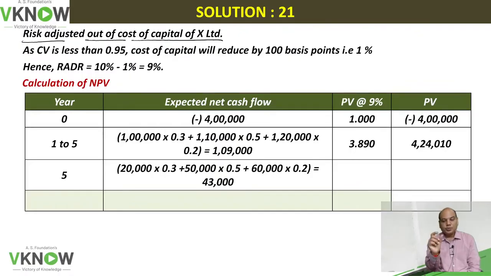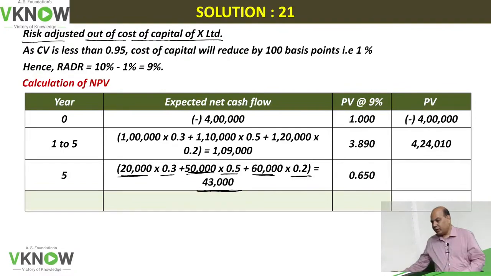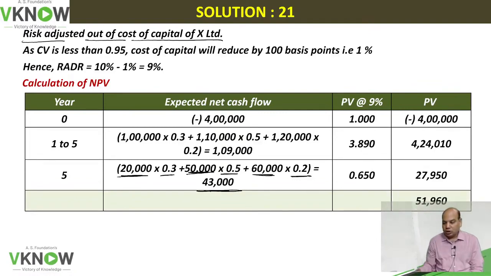Year 5, expected salvage value. Expected salvage value can be 20,000 with 0.3 probability plus 50,000 with 0.5 probability, 60,000 into 0.2 probability, and that is equal to 43,000. Write the factor, 0.650. Multiply please. 43,000 into 0.650, 27950. Take the total. The total comes to 51,960.